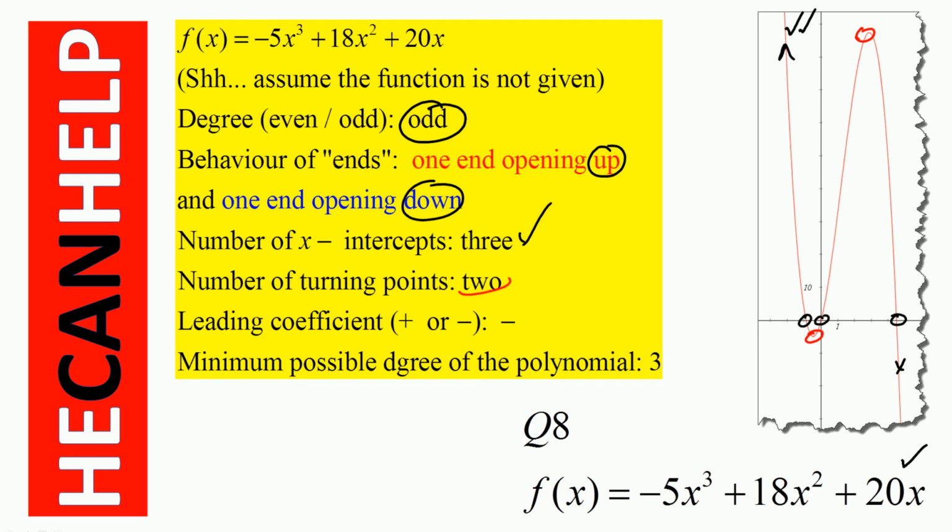Leading coefficient is plus or minus. On the left side, when x is negative, y is positive. So that means what? Your a_n x cubed is positive. When you put x equals negative, it's already a negative number. So to make it positive, the leading coefficient has to be negative. So it is negative. So we have no question about that. Minimum possible degree of the polynomial, it is 3.